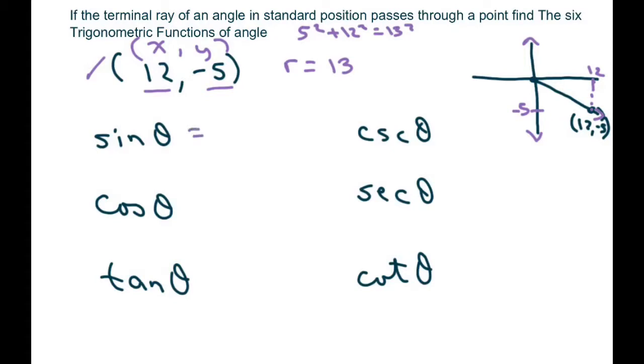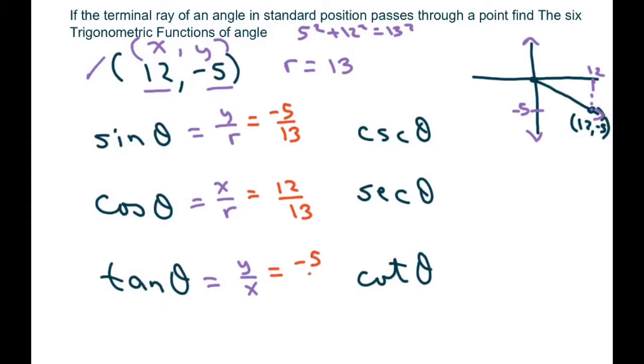And you fill this out. Sine is y over r. Cosine is x over r. And tan is y over x. And you just fill everything in. Y is negative 5 and r is 13. X is 12, so cosine is 12 over 13. And then you just fill in the rest.